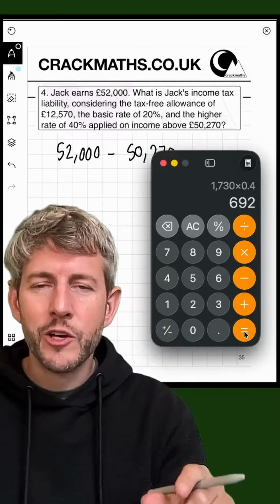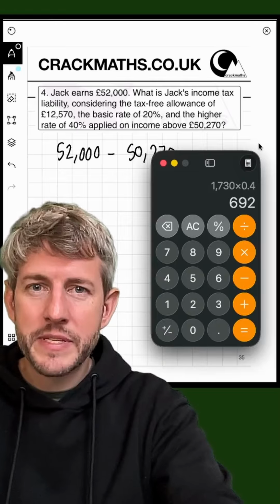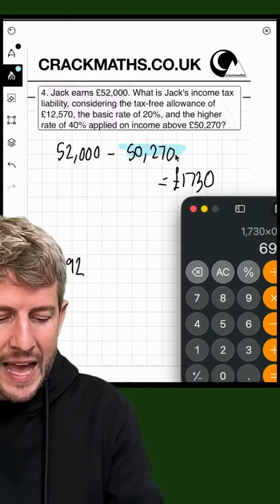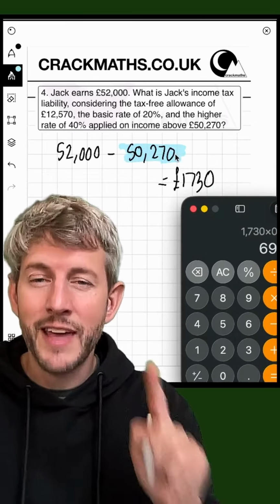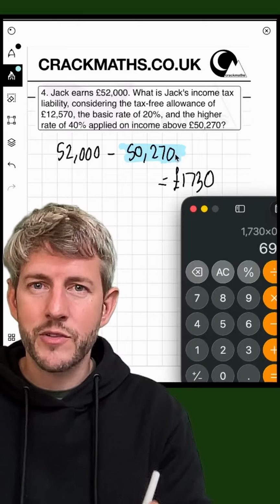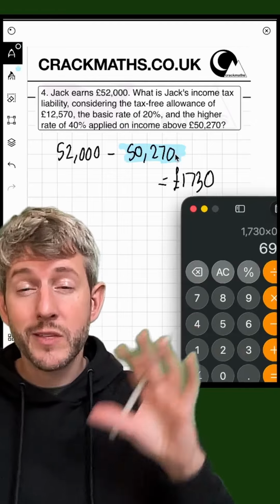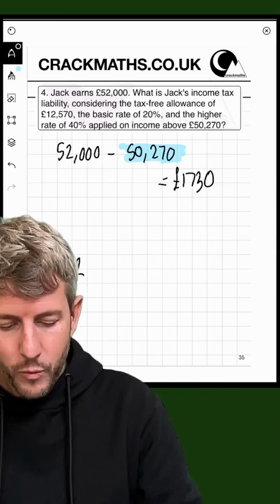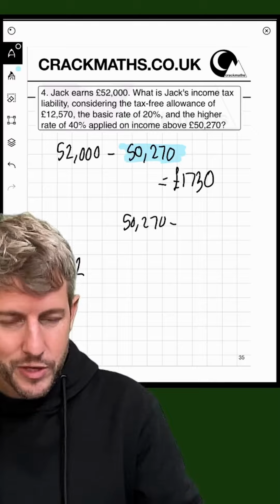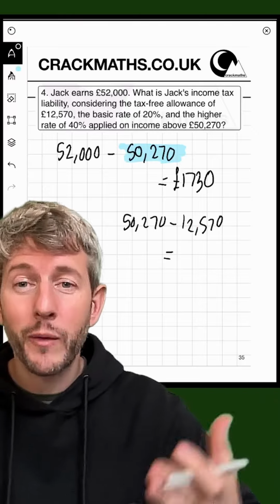So 692 is the amount of tax he'll have to pay on the money that he earns above £50,270. Now let's look at how much he has to pay 20% on. He has to pay 20% on this 50,270 because he hasn't paid any tax on this yet. But he doesn't have to pay tax on all of this 50,270 because of his tax-free allowance. So to work out the amount that we pay 20% on, we do our 50,270, take away the tax-free allowance, which is 12,570, and then this amount that's left is what he'll have to pay 20% on.